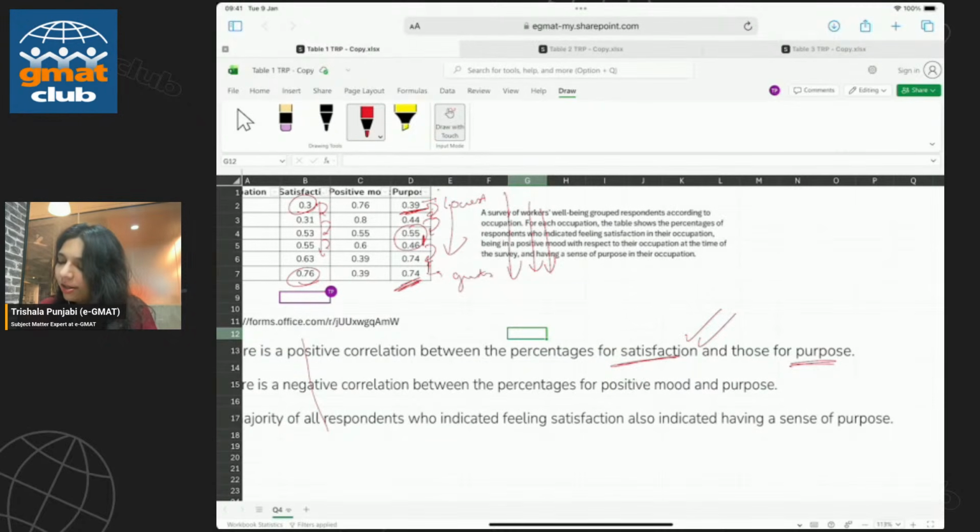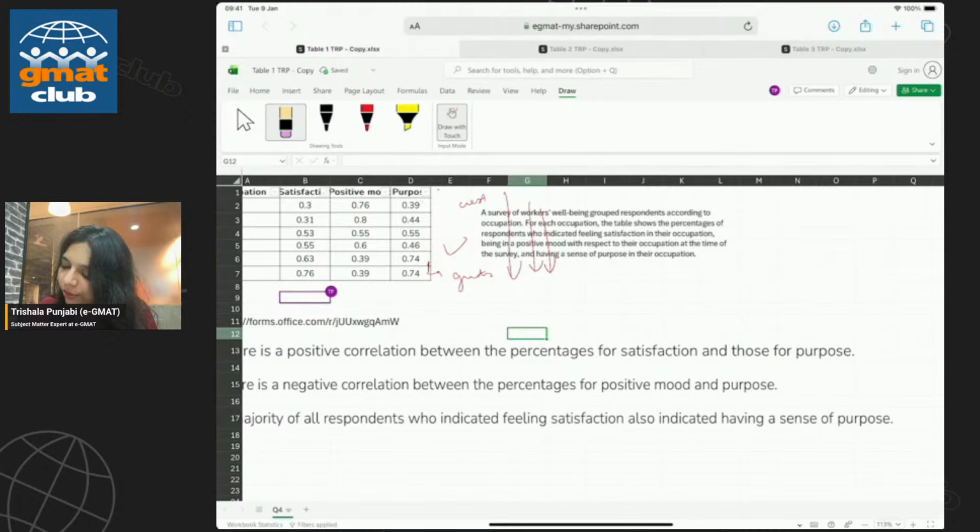All right, now what is the second one? The second one is saying that there is a negative correlation between the percentages of positive mood and purpose. Okay, now let's have a look at it.